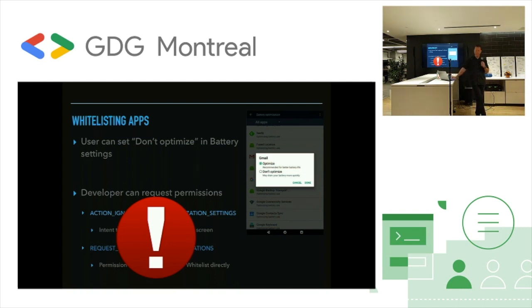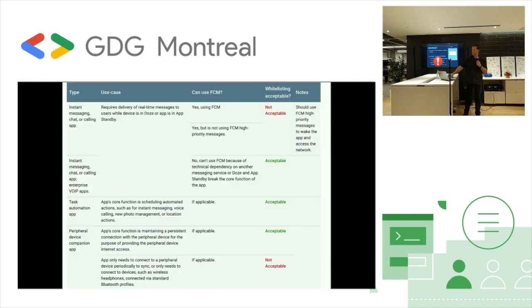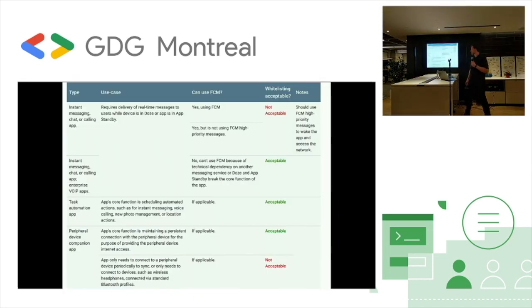This is actually a real tough situation. Google has put out a list of situations in which you're allowed to request whitelisting. And it is very strict. So I took a look online, and they have some sample use cases. If you're doing an instant messaging chat app and you've got FCM in that app, that is not acceptable for requesting whitelisting.